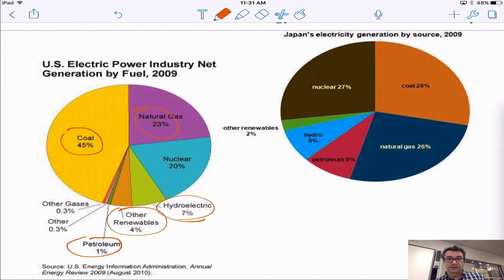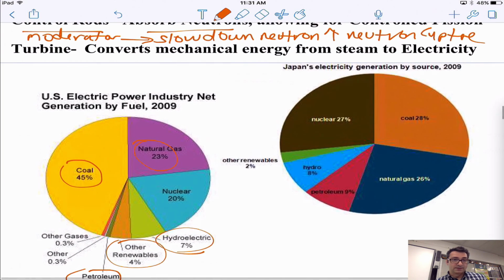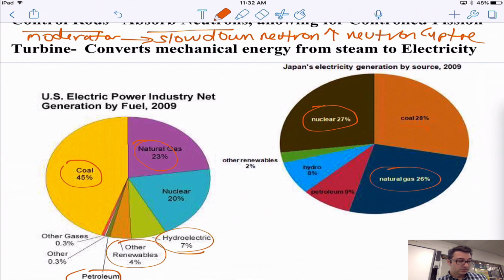If we compare this to something like Japan, they have a higher nuclear program, although now, due to this other accident that they had, they're probably going to scale back on that. They have a large amount of coal that they're burning, natural gas as well, but then they're also tapping other renewable sources like hydroelectric and solar.